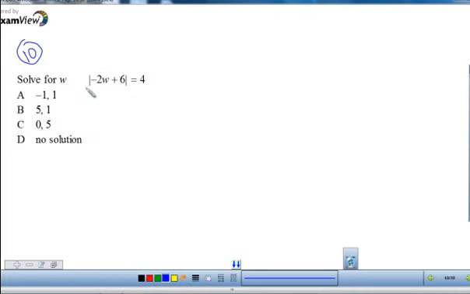Okay, solve for w, the absolute value of -2w plus 6 equals 4. So the distance from 0 has to be 4. So that means that I went to the right 4, and I could have also gone to the left 4. So I'm going to have two answers.